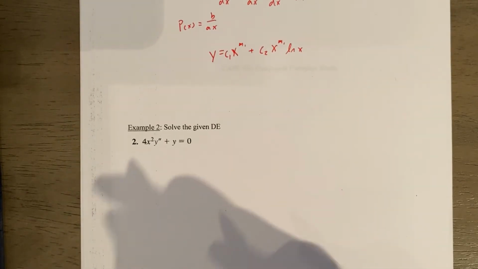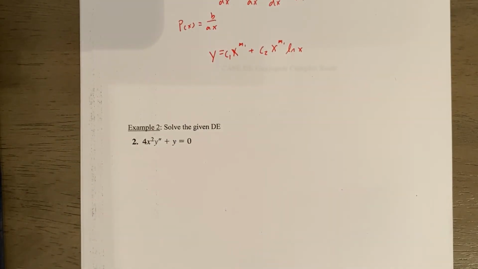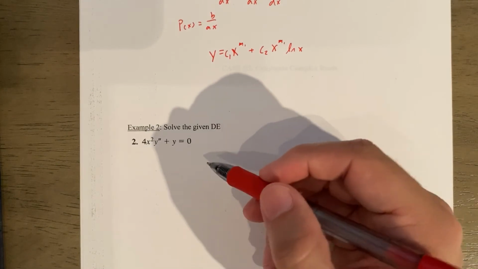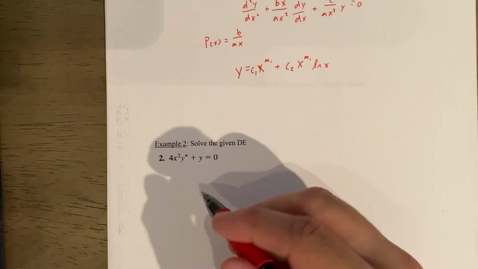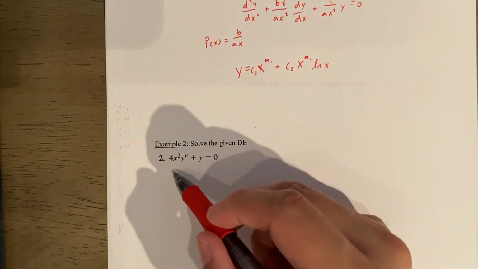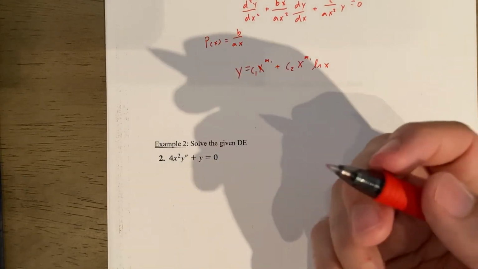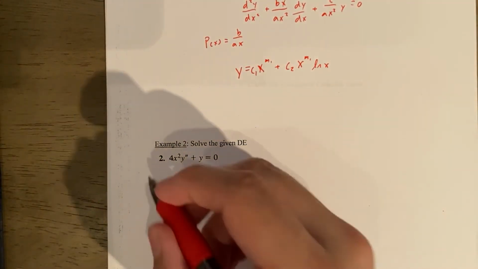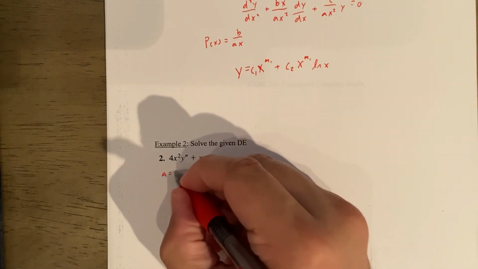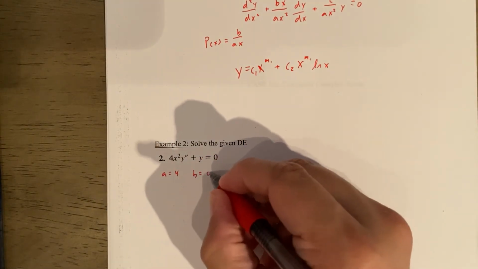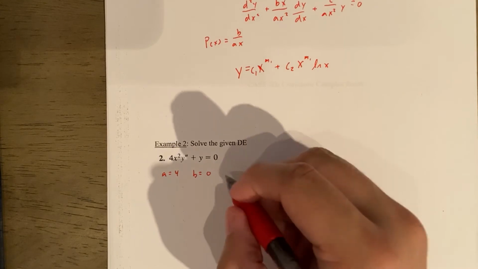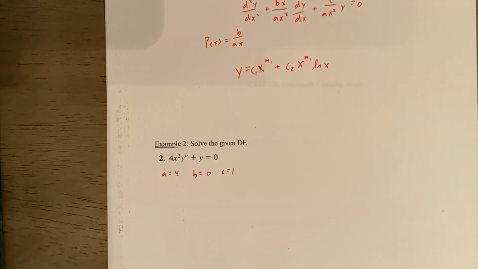So now we're going to solve this given differential equation, and more than likely we're going to have repeated real roots. So I look at this, I see it's a Cauchy-Euler because I have 4x squared y double prime. And so I'm going to look for my a's, my b's, and my c's. My a is 4, my b is 0 because there is no x, and my c is 1 because that's what the y has.